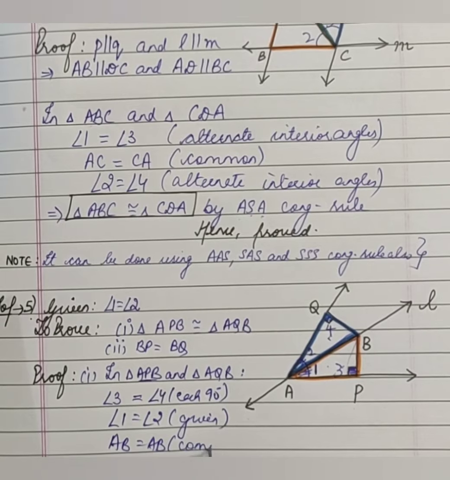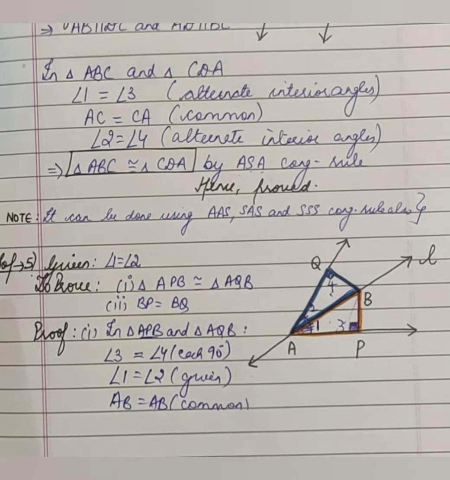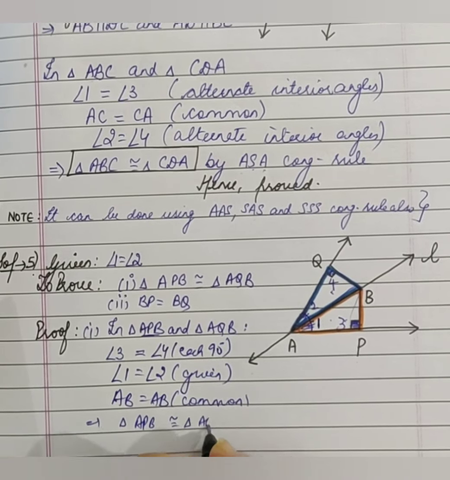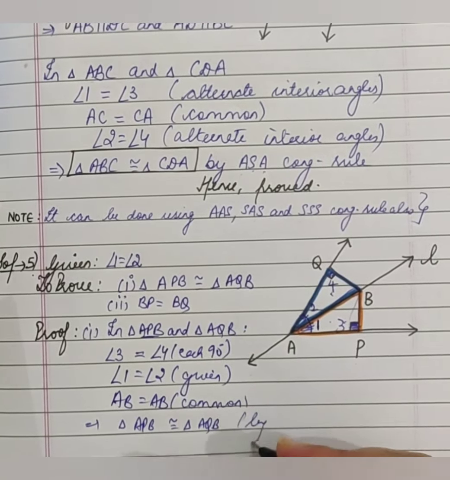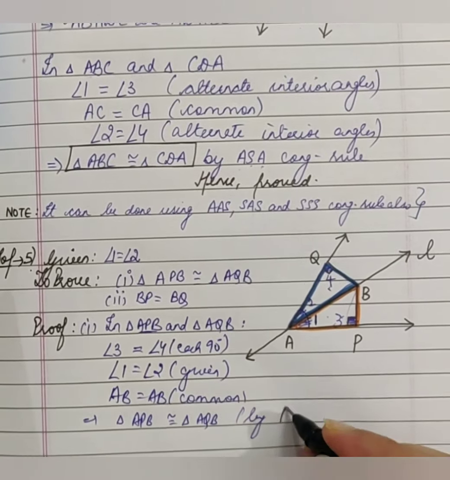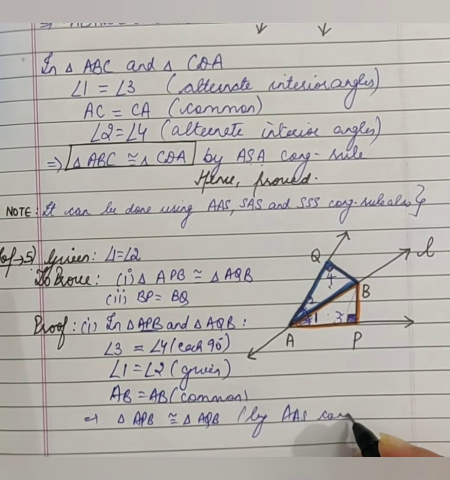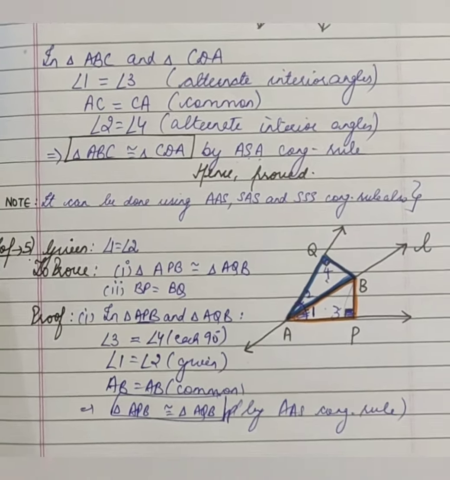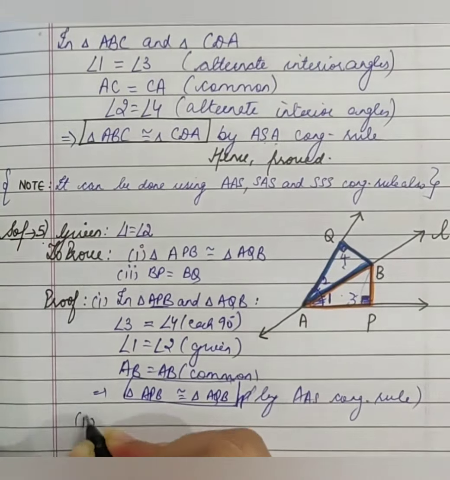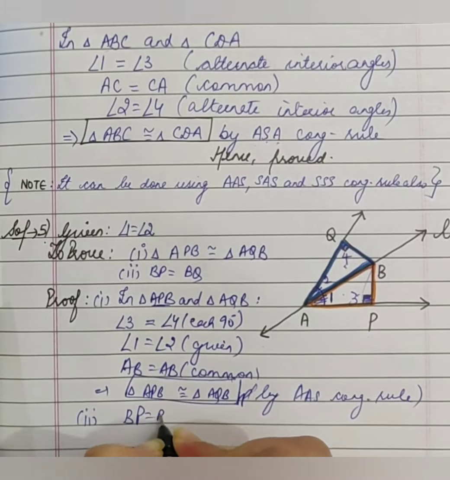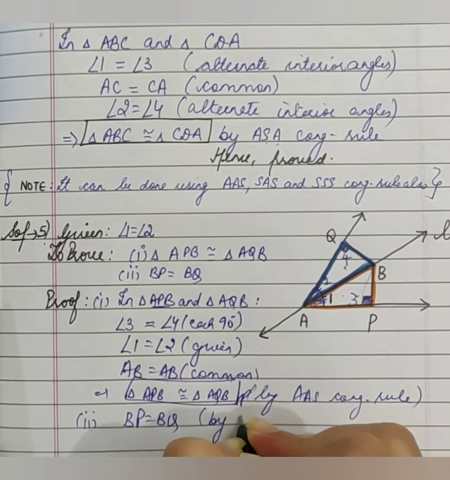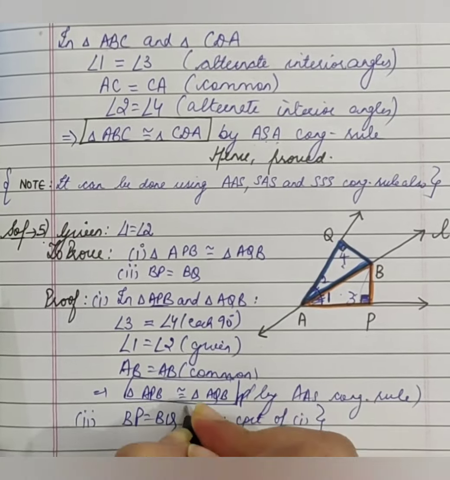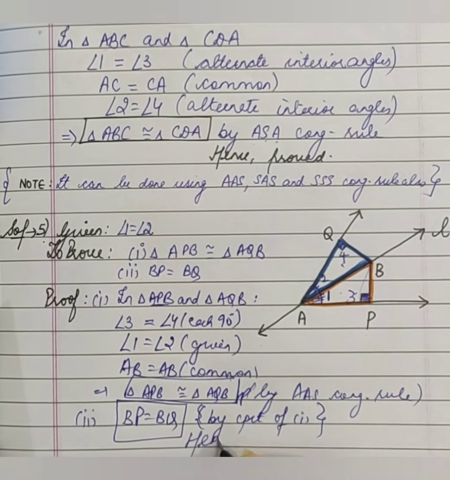This is common. So this implies triangle APB is congruent to triangle AQB by angle side congruence rule or criteria. Hence proved. Second part: BP is equal to BQ by CPCT of first part. This is the reason. Hence proved.